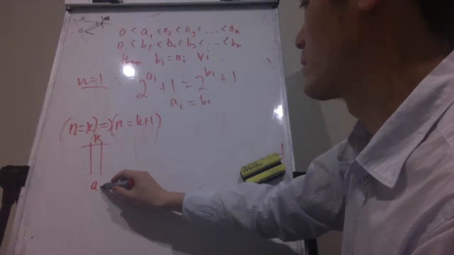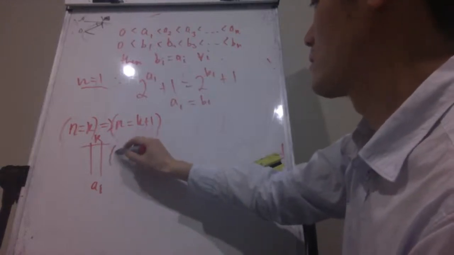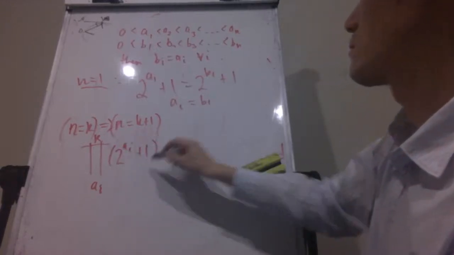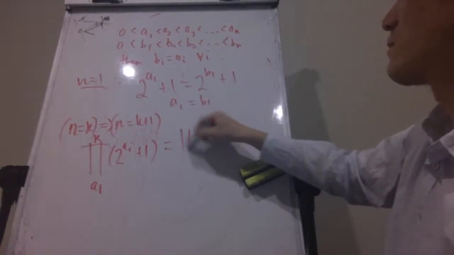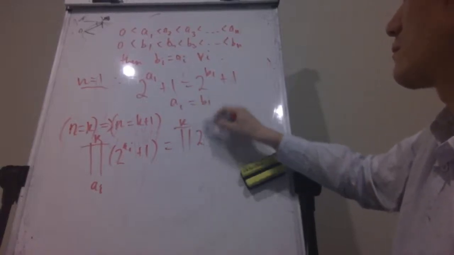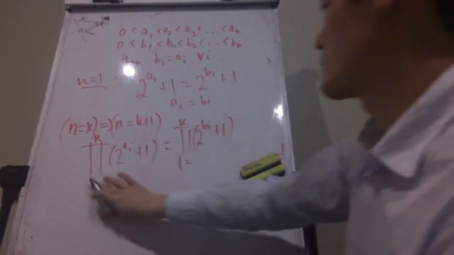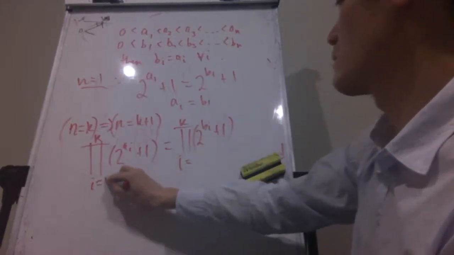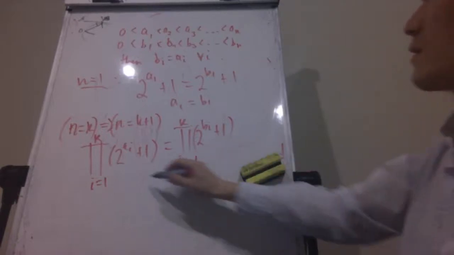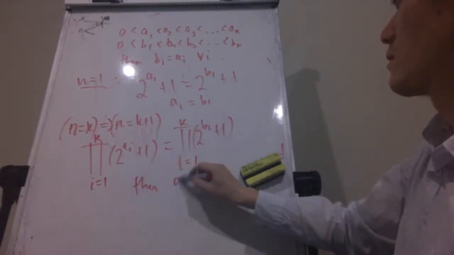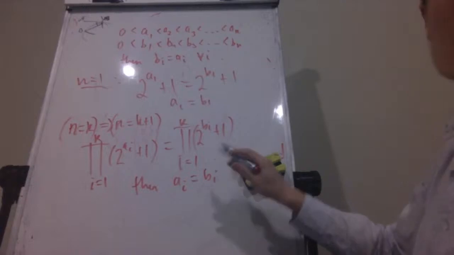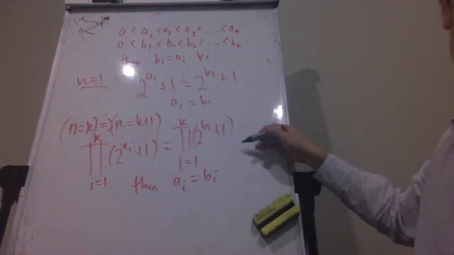Yeah, okay. A_i equals that. Right, i equals 1. Then the A_i's are equal to the B_i's. Yeah? That's the induction hypothesis.